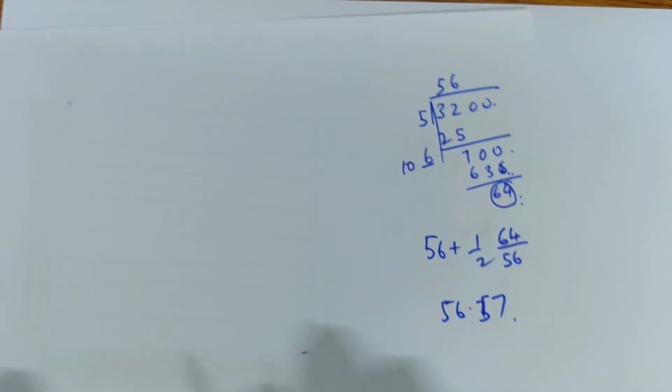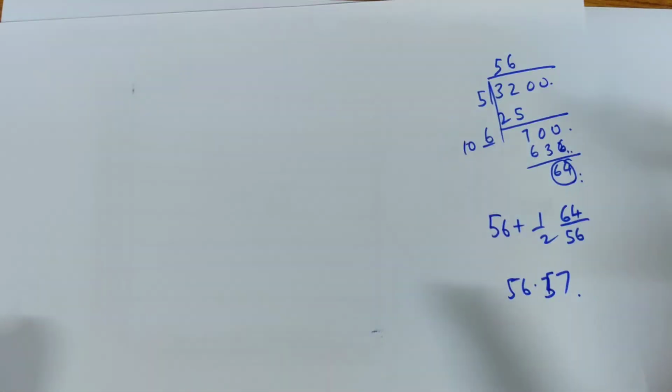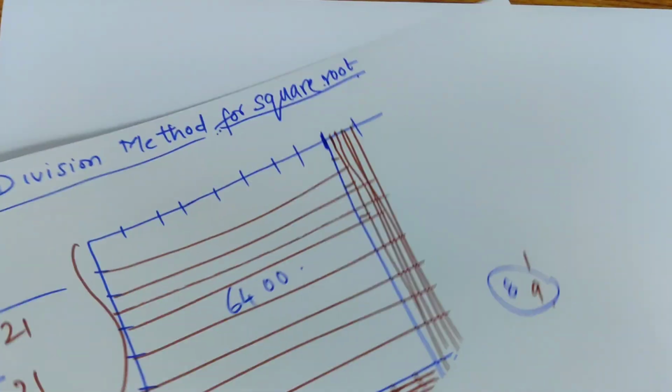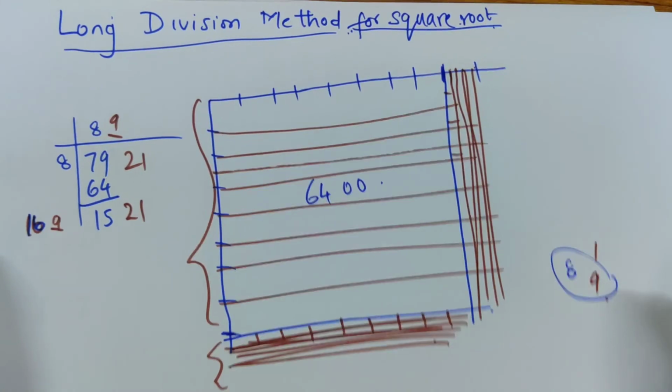So you can use this for non-perfect squares. For perfect squares, you have your shortcuts, use them. Don't use these methods.